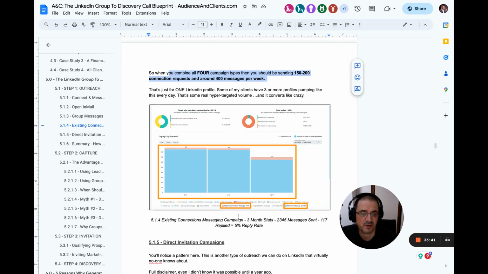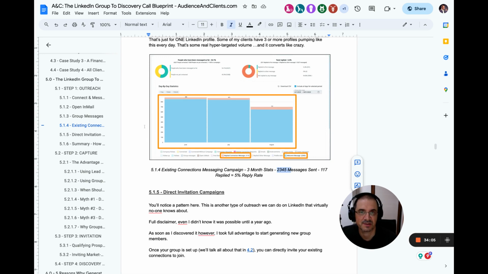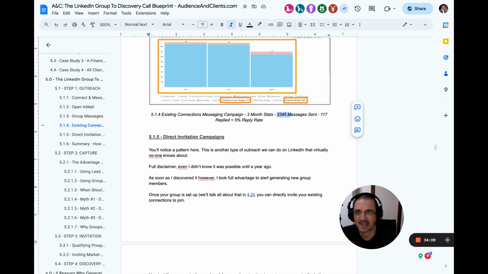So this is an example of messaging existing connections. Three months stats: 2,345 messages sent, 117 replies, so a 5% reply rate. That's nearly 800 messages per month that we are sending for this particular campaign. And that's just the direct messaging of existing connections. So that's campaign number four.